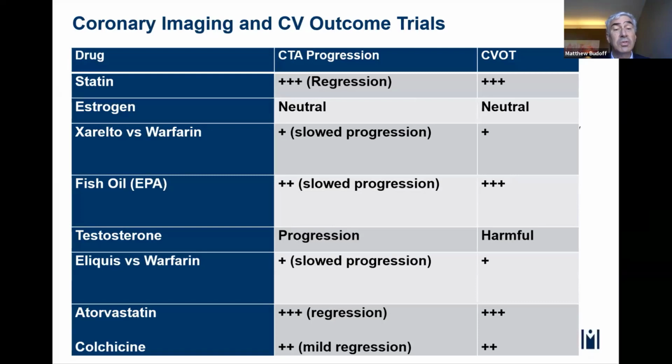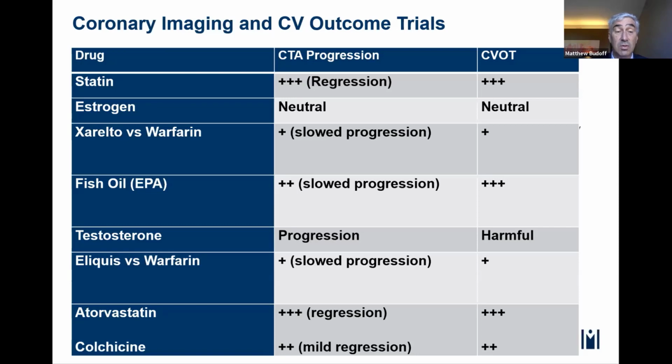If we look at a host of different trials that have been done, these are CT angio trials and cardiovascular outcome trials using the same interventions, you can see a great correlation between the ability to see changes on CT angiography using serial plaque progression and the subsequent outcome trials. Statins cause regression and have great positive outcome trials. Estrogen was neutral with CT angio.